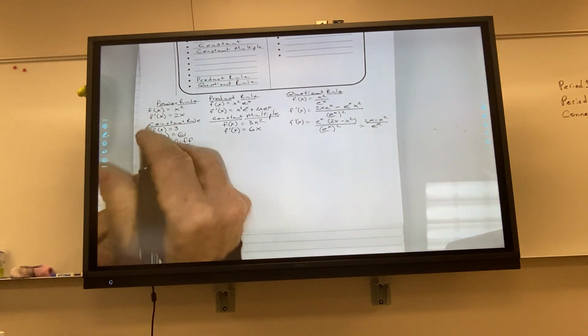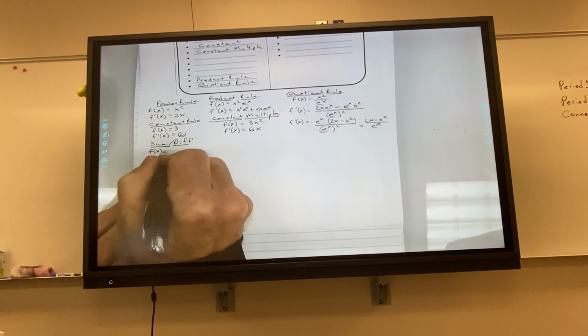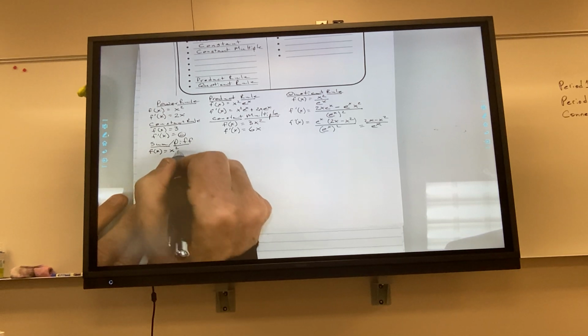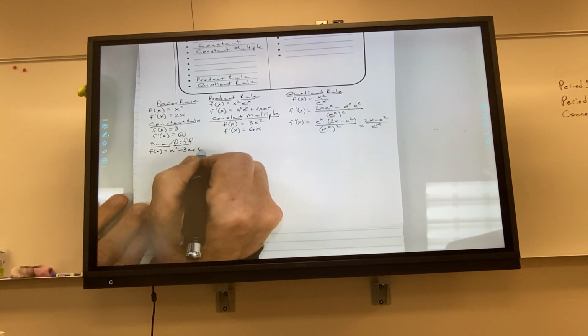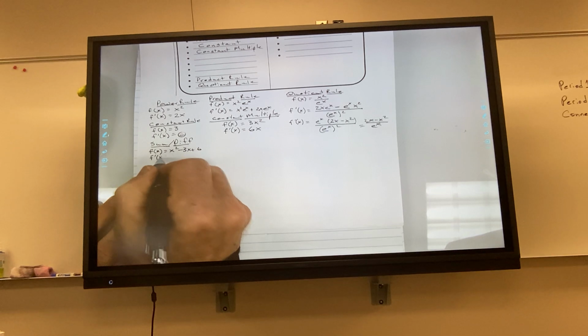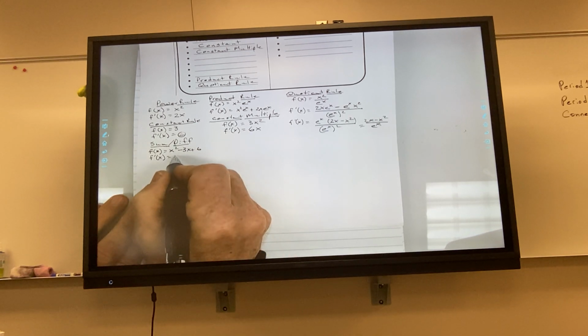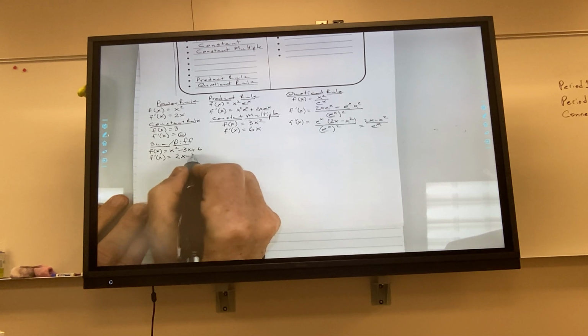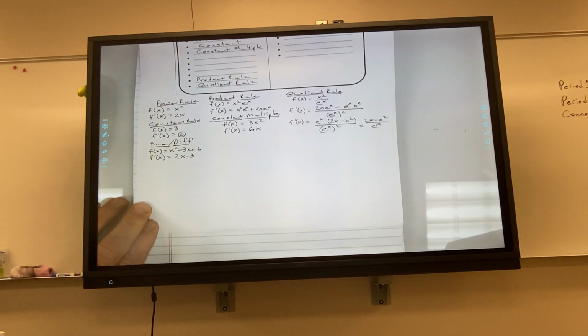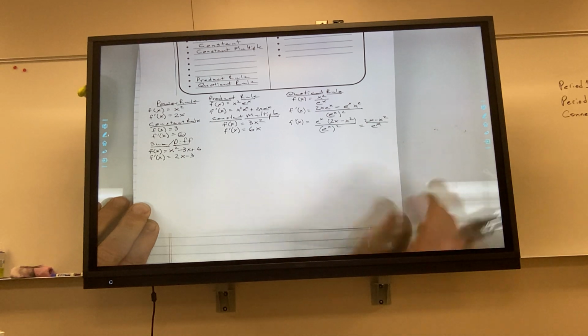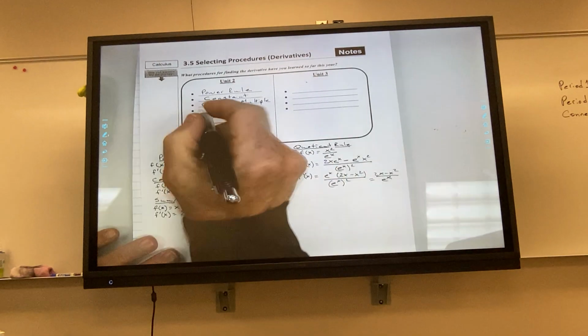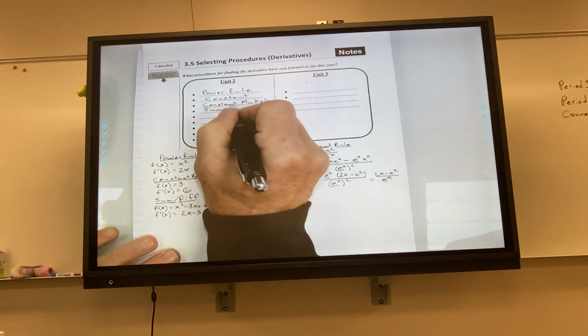Alright, what did I pick? F of x equals x squared minus 3x plus 6. Its derivative, Austin, would be 2x minus 3, and that 6 becomes 0, correct? Because it's a constant. Oh, where should I put that on the unit part? Oh, I forgot to write this up here. Sum difference.